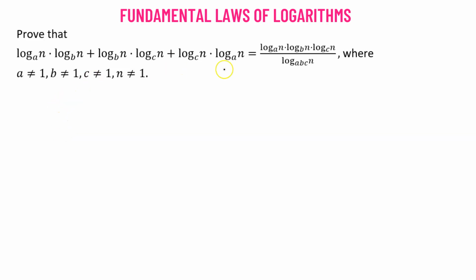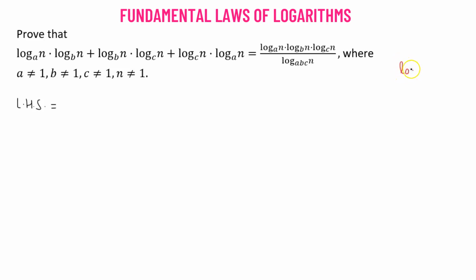So we need to prove the following, and it's given that a, b, c, and n are numbers which are not equal to 1. We'll start this proof from the left hand side. Here we have log of n with the base of a multiplied by log of n with the base of b. We will use a property of logarithm.